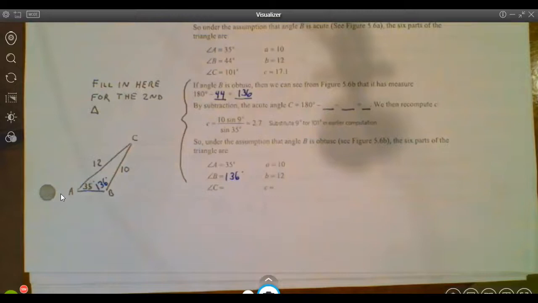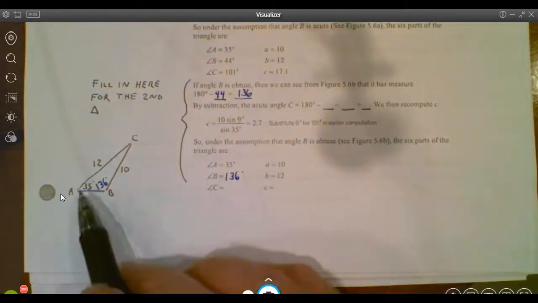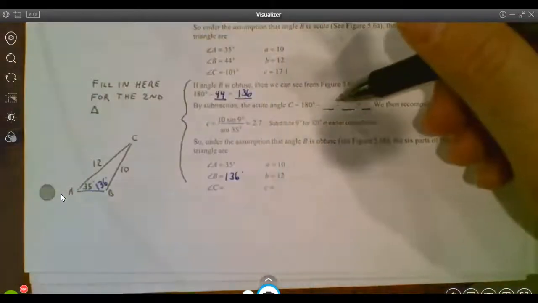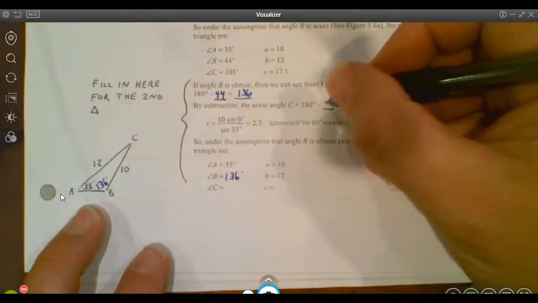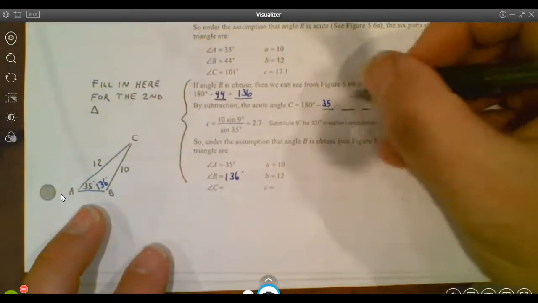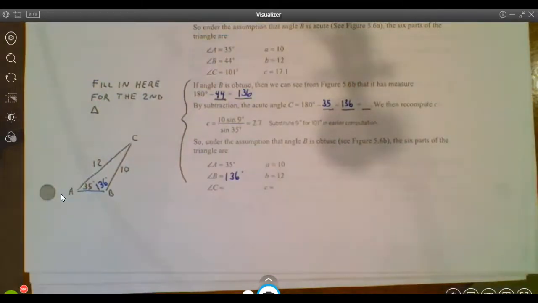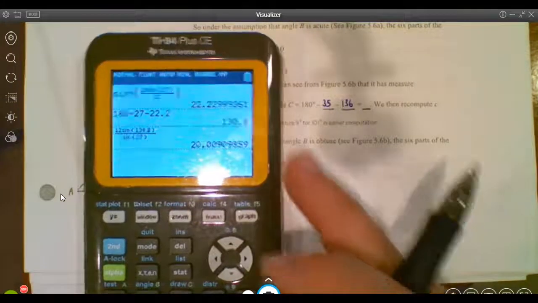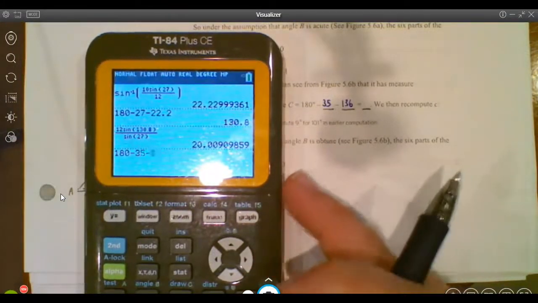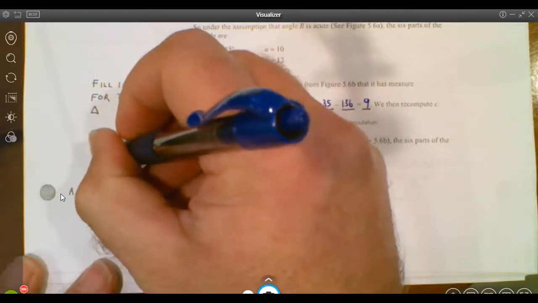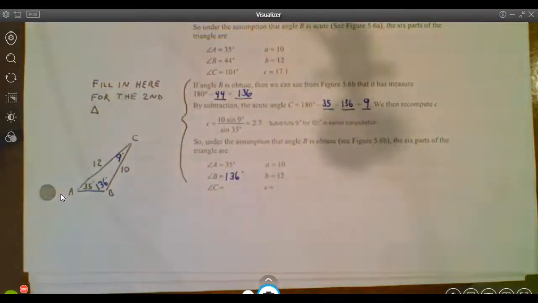Once we've done that, the rest of this is just no different, right? I'm still going to subtract those two angles from 180 to get my third angle. So I already have that set up right here. So I'm going to do 180 minus 35 minus 136. And what would that give us? 9 degrees. A nice tiny 9 degrees for angle C. There we go.